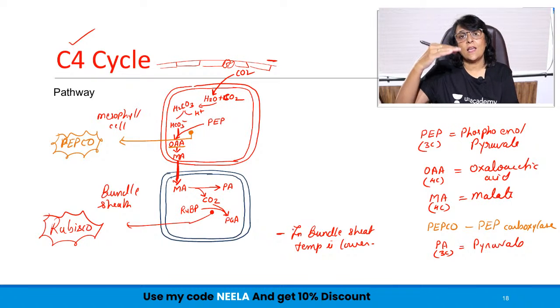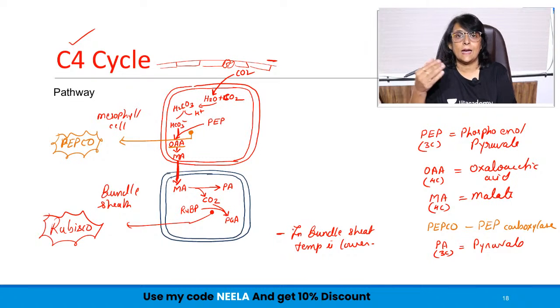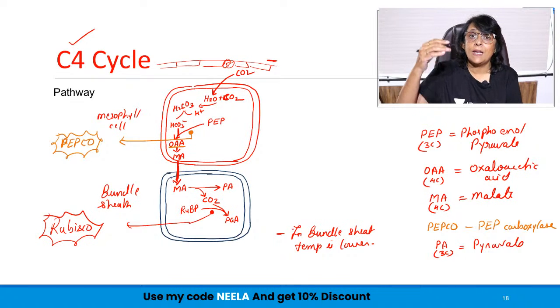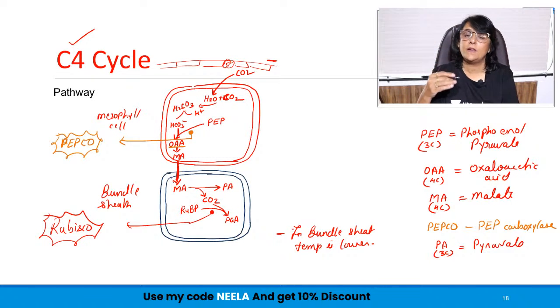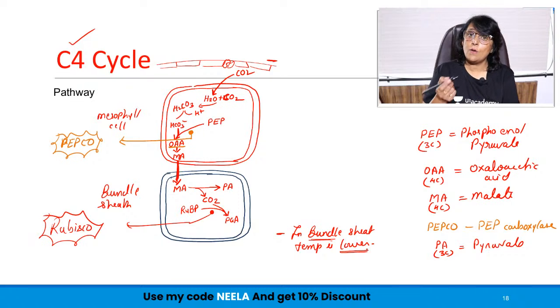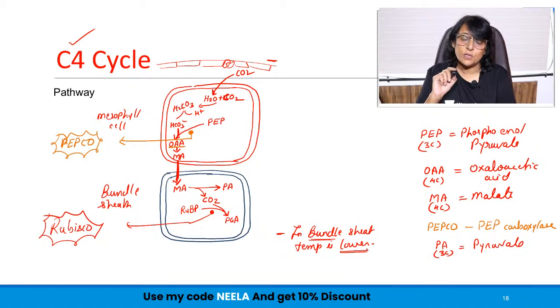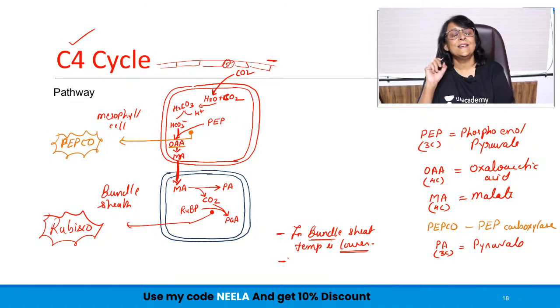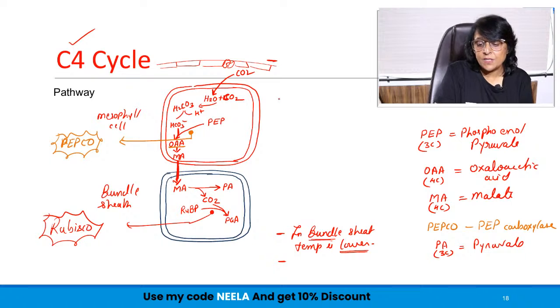So the cells which are on the surface get a little heated up because of the outer temperature. But if you go deeper and deeper into the cell layers, you'll find that the temperature is a little lower. So in bundle sheath, the temperature is lower. Now one problem for Rubisco has been taken care of. The second problem was oxygen concentration.